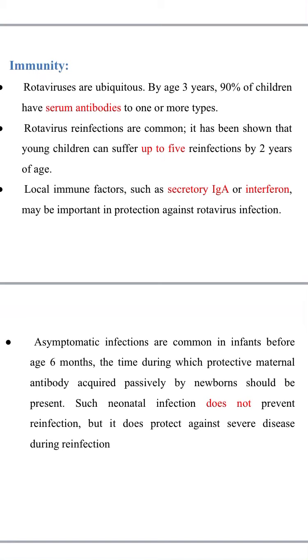Asymptomatic infections are common in infants before age 6 months, the time during which protective maternal antibody, acquired passively, should be present in newborns. Such a neonatal infection does not prevent reinfection, but it does protect against severe disease during reinfection.